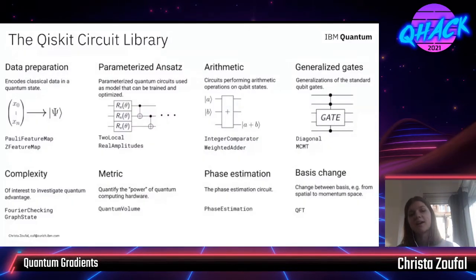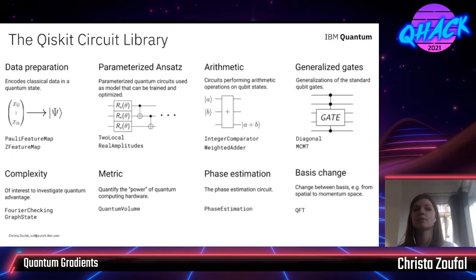Now, I would like to point out the two libraries within Qiskit that help you to integrate a QML algorithm in a smooth way. The first one is the circuit library. The circuit library holds a class of quantum circuits which you can easily call and stack together and then apply for your algorithm. For example, you can use it to load your data into a quantum state.